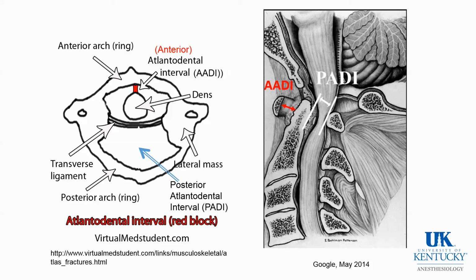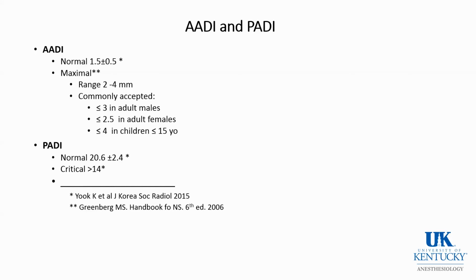The first is called the anterior atlantodental interval, or AADI, and this latter is the posterior atlantodental interval, or PADI. On this slide, I have depicted the normal values and the critical values that are thought to be disconcerting and suggestive of spinal injury.